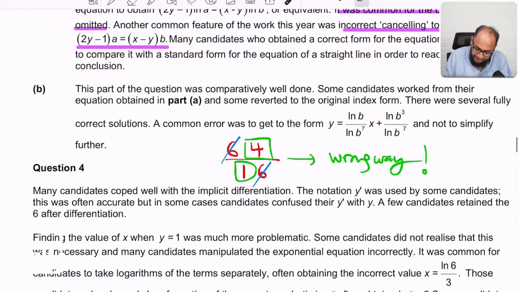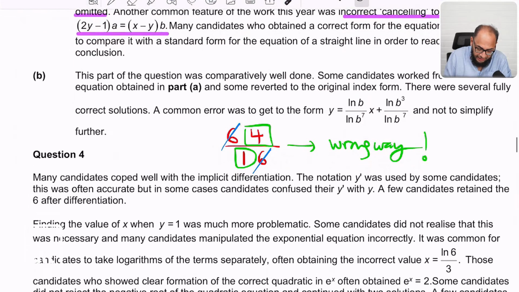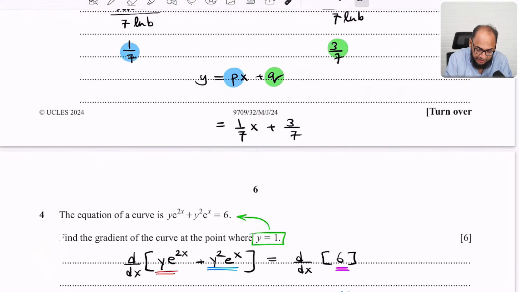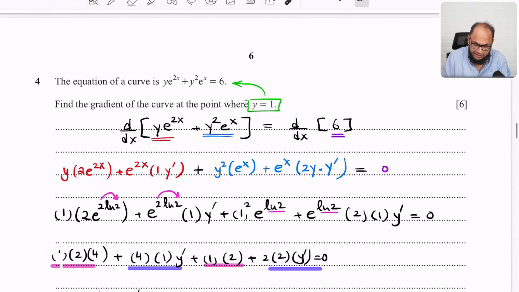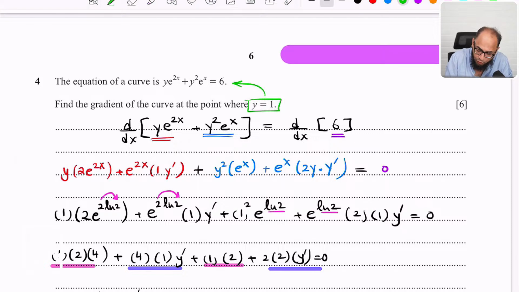Now this is all good, all clear, and we will come back to the examiner report shortly. Sometimes when we go to the examiner report at the very end, things are already too saturated. So look at the examiner report for one or two questions, get the message, and proceed. Now question number 4, what is this question all about? Question number 4 is all about the concept of implicit differentiation, or differentiation of implicit functions.